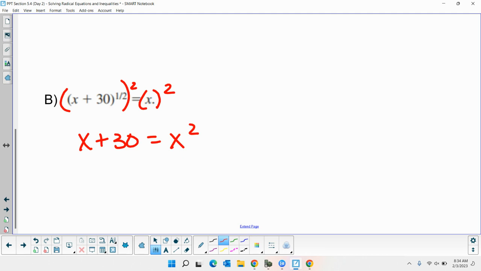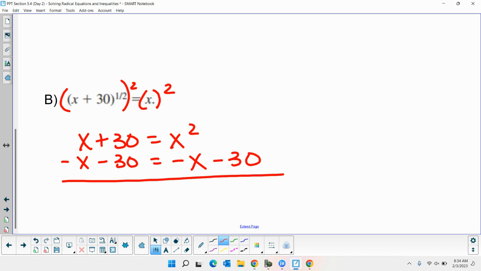Well, I got an x squared in it. So like last night, I have to set it equal to 0 before I can solve it. So I'm going to take the x and the 30 over with the x squared. I like the x squared to be positive. So that's why I took these from the left to the right. Some of you might have wanted to take that x squared over to the left. But then when we try to factor, it's tougher to factor when the x squared is negative. So that's why I like to leave it positive.